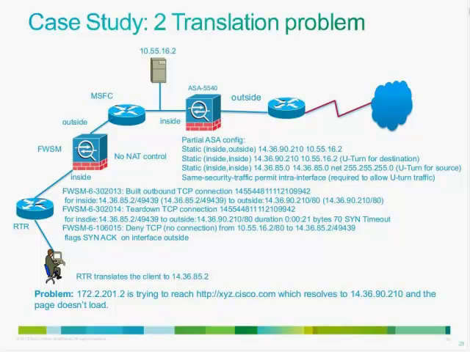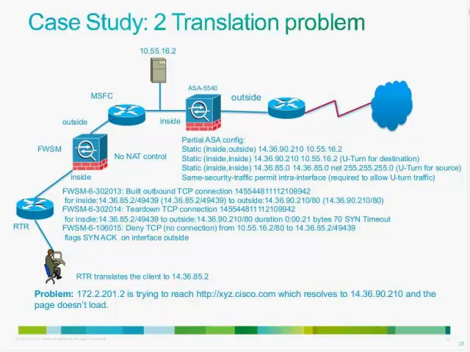So now the problem is the destination NAT. My destination is 14.36.90.210, but then this ASA is U-turning my SYN packet, and the destination on the SYN packet ends up as 10.55.16.2, and it reaches the server. So the server says, okay, I received a SYN sent to 10.55.16.2. I'm going to send a SYNACK back. So it sends a SYNACK back to our translated address, which is 14.36.85.2, and that SYNACK packet comes to the firewall, which is what gets dropped with the 106015 syslog message that you see. So now how do we solve this problem?